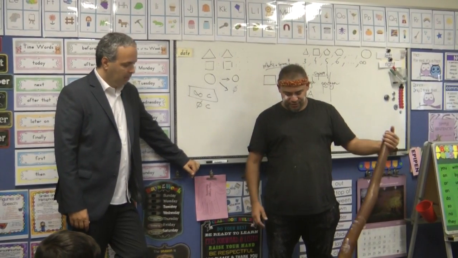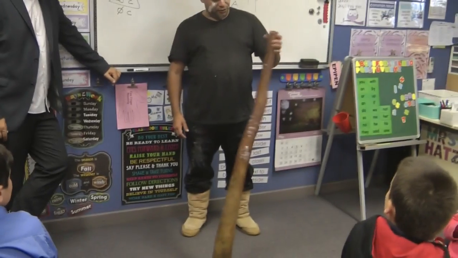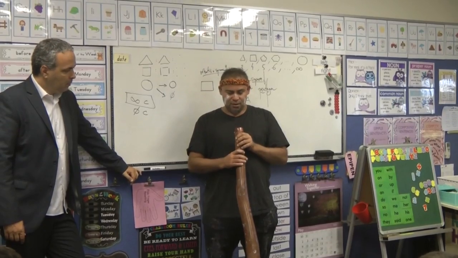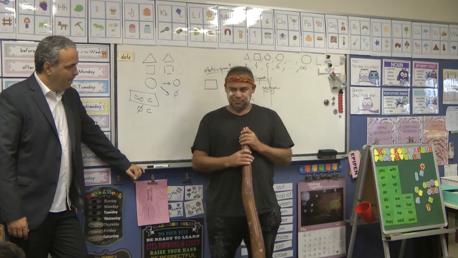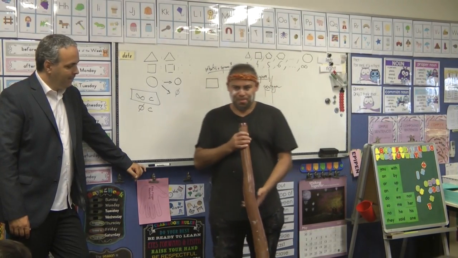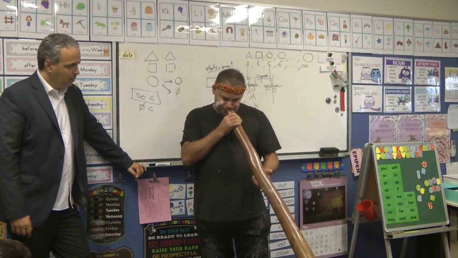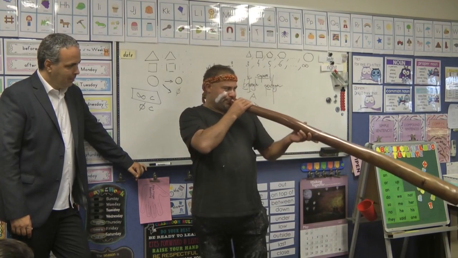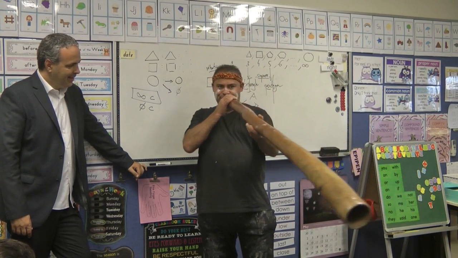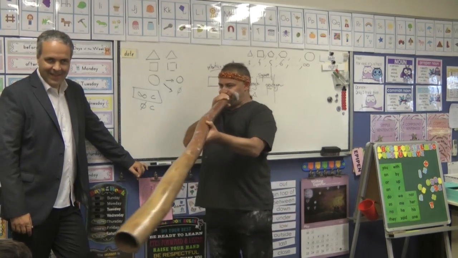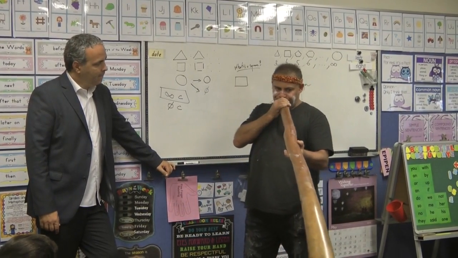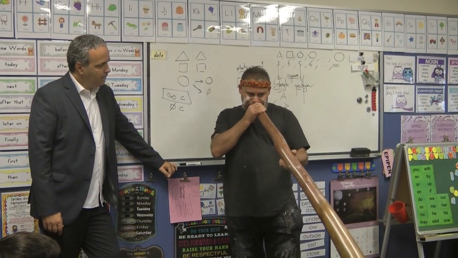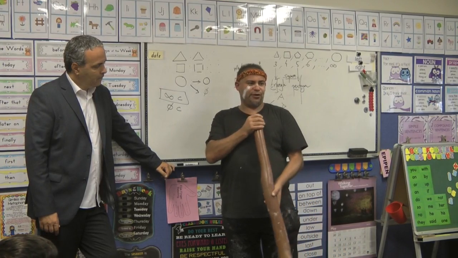So it's called a didgeridoo, and I'd like to welcome you. In Aboriginal language we call it yiriki. Can everybody say yiriki? And why do we call it didgeridoo? Because when we play we actually say the word didgeridoo. Sounds good? You want to have a listen? Hear the word didgeridoo? Yeah.